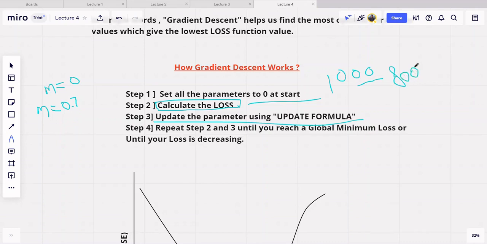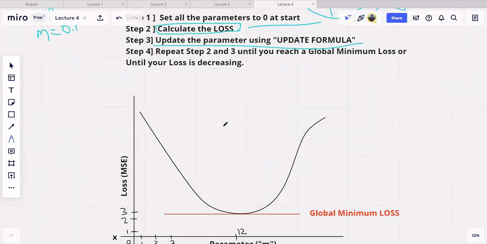So now again we'll update this parameter using the update formula, and we'll keep on doing this until this loss function reaches a global minima, or gets very close to 0.